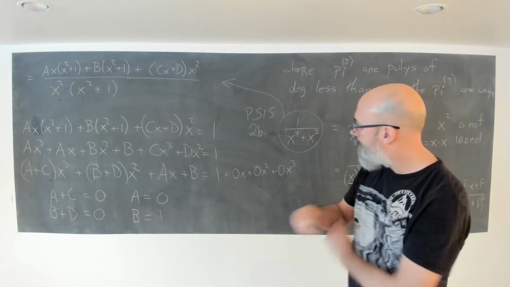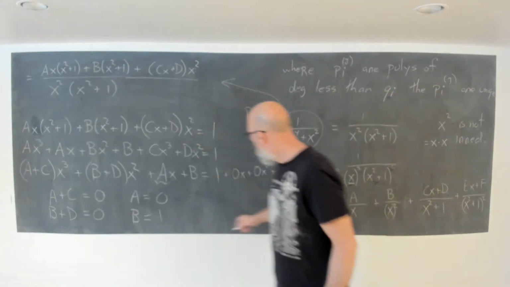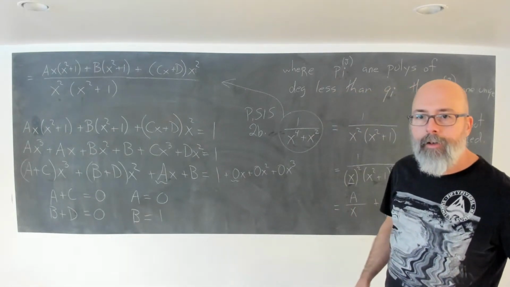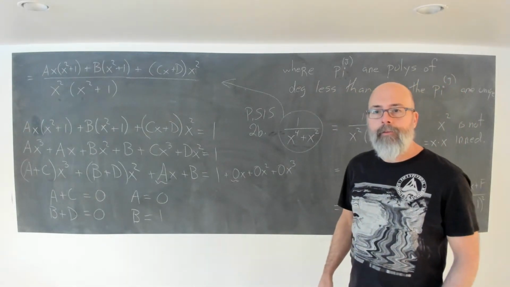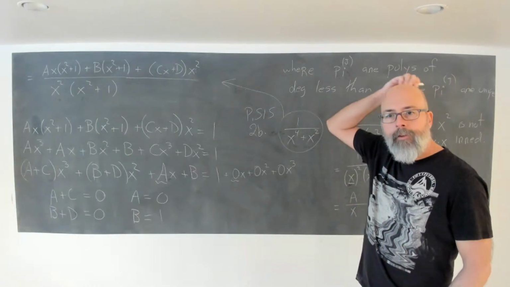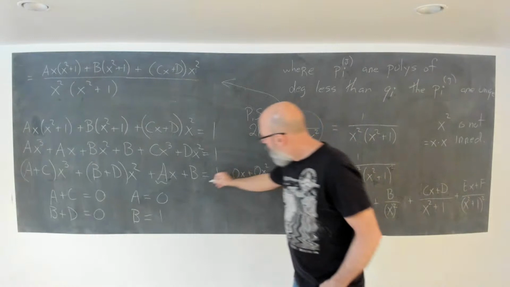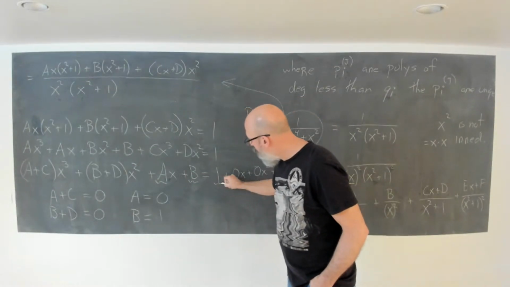How do you know a is equal to 0? A is the coefficient of x. There is no x. 0x. How do we know that equation is equal to 1? Does it always? No. Constant on the left, constant on the right.